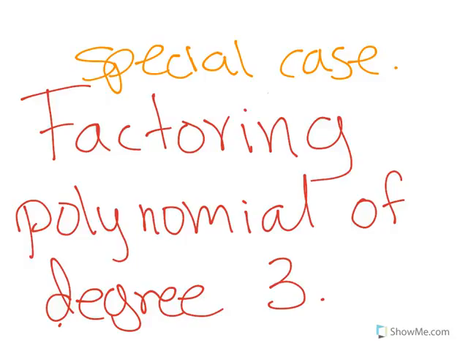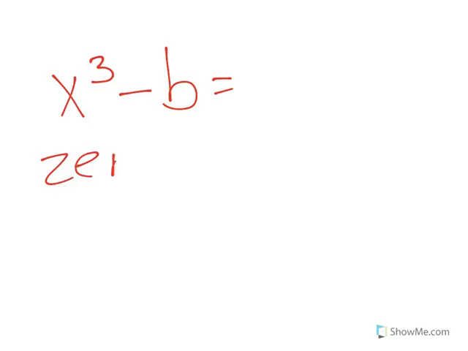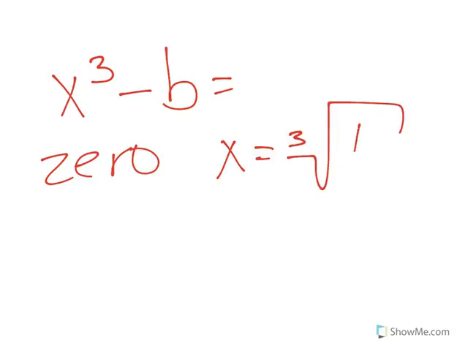So, the special case I'm talking about is having x cubed minus b, some b. In this case, the zero of the function is when x is equal to the cube root of b. So this is very basic. However, it's very important to know when factoring this out.